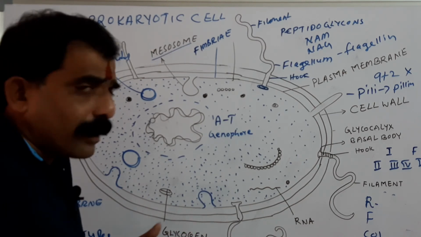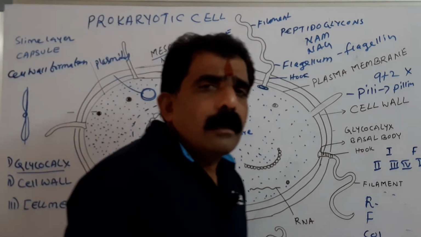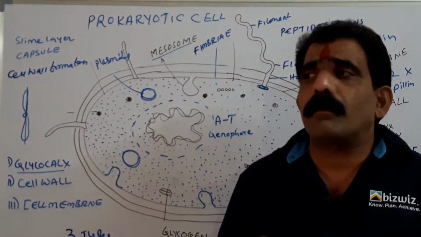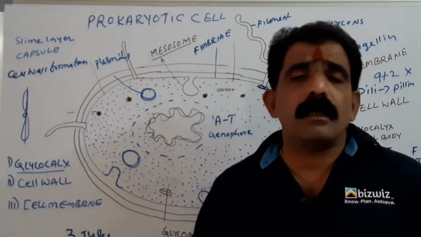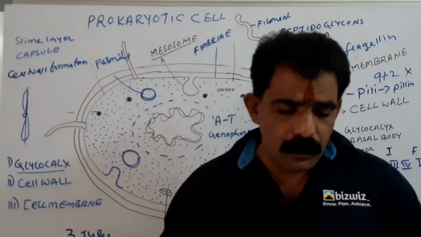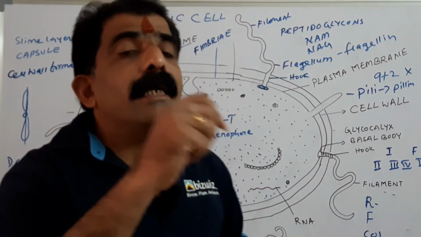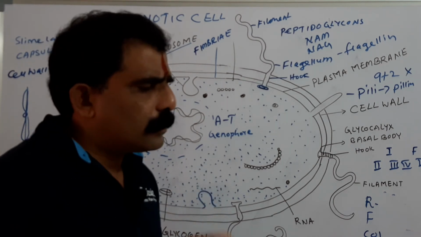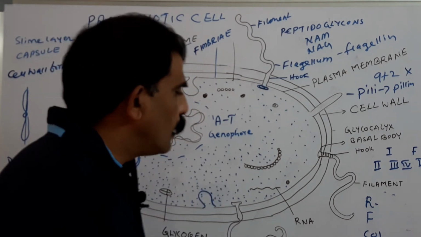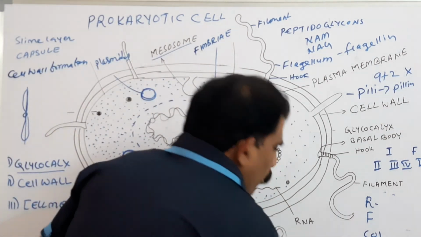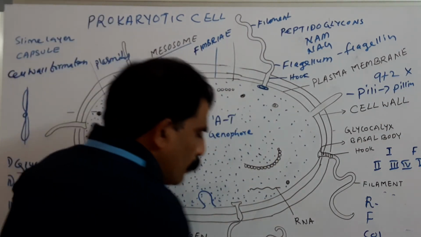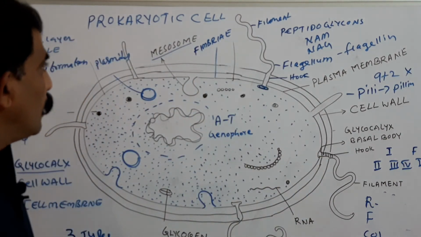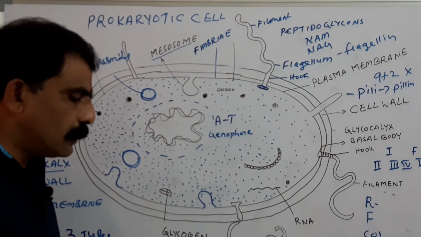Coming to the ribosomes and inclusion bodies. Ribosomes are the one and only cell organelles present in the prokaryotic cell. Either single membrane bound or double membrane bound cell organelles are absent in prokaryotic cells. Ribosomes are naked cell organelles common to all organisms, prokaryotes, eukaryotes, animals, plants, so they are called universal cell organelles. In bacteria, 70S ribosomes are present, consisting of two subunits, 30S and 50S.